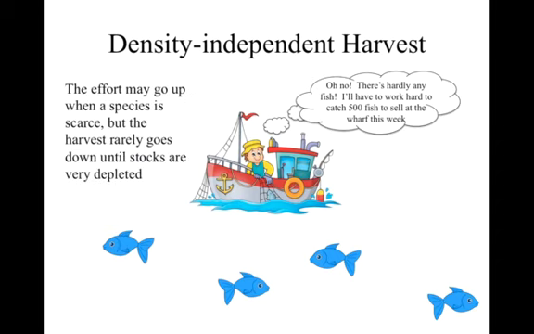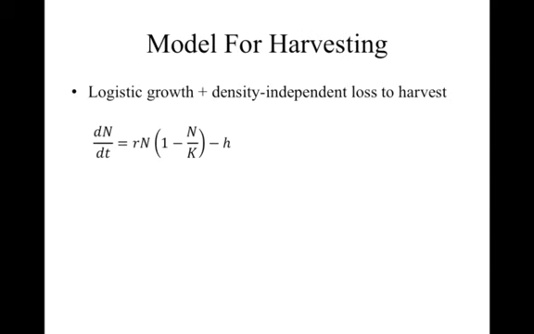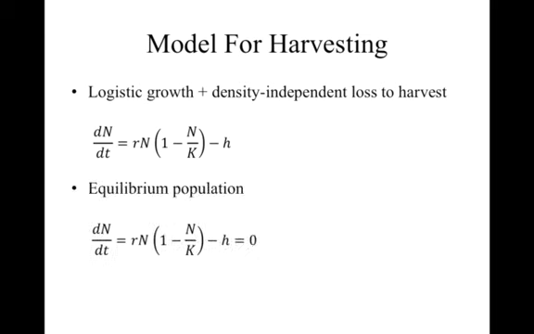And that's pretty typical. Pretty often with humans, especially humans in things like fisheries where there's large groups that work together, the effort may go up when a species is scarce, but the harvest rarely goes down until the species population is very, very low, until it becomes basically impossible in the amount of hours there are in a day to catch the number of fish you want. So that's why that harvesting term does not depend on N. It does not depend on the size of the population you're harvesting. So for example, it does not depend on the fish population if you're interested in harvesting fish.